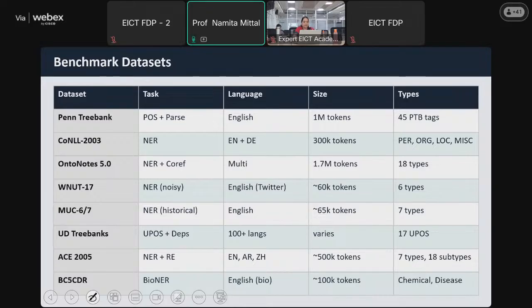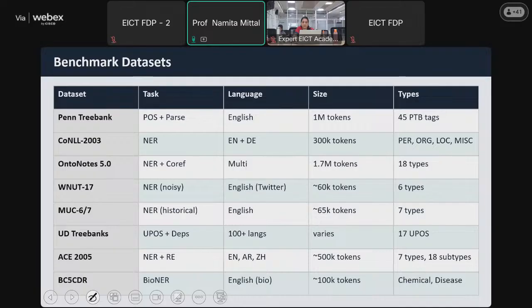Now, there are some data sets and they have some tasks to be done in different languages. How many tokens are there? How many tags are there? In the Penn Treebank, we have part of speech plus parse tree, which is possible with this data set. It is also known as a gold standard data set.